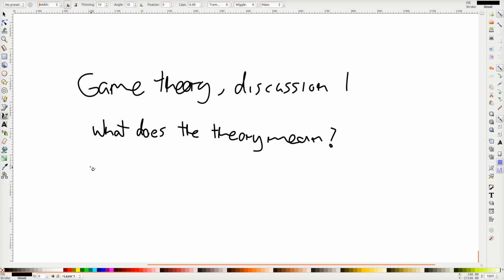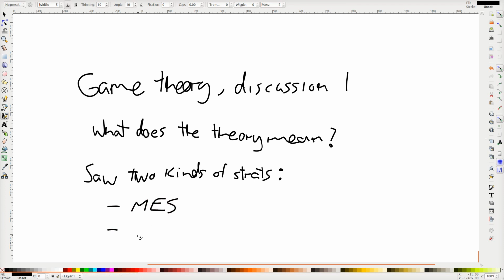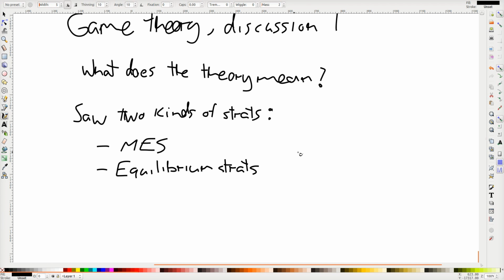So the first thing, the most important thing, is we saw two kinds of strategies. So those two kinds of strategies were maximally exploitative strategies and equilibrium strategies. So the maximally exploitative strategy was when you fix your opponent, this maximizes your EV. So if you know how your opponent's playing, you can play a maximally exploitative strategy that takes advantage of your knowledge of how your opponent's playing.